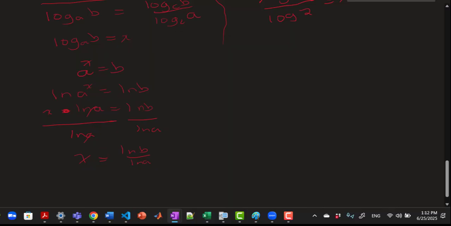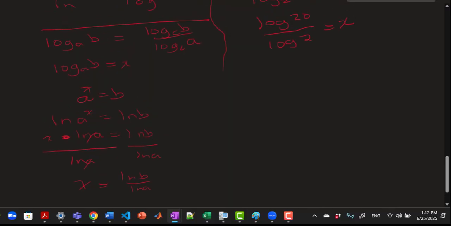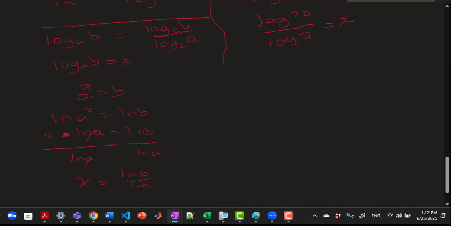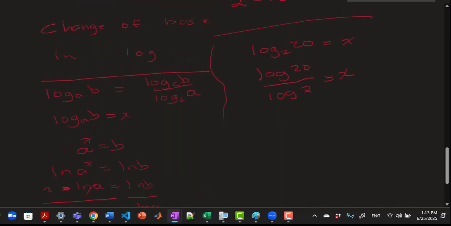And I just used natural log, but I could have used any base log. It didn't have to be natural log, it could have been any base of log. So it equals log base c of b over log base c of a. So if I wanted to have the log base 2 of 20, that is the same as the common log or natural log, doesn't matter which one, natural log of 20 over the natural log of 2.